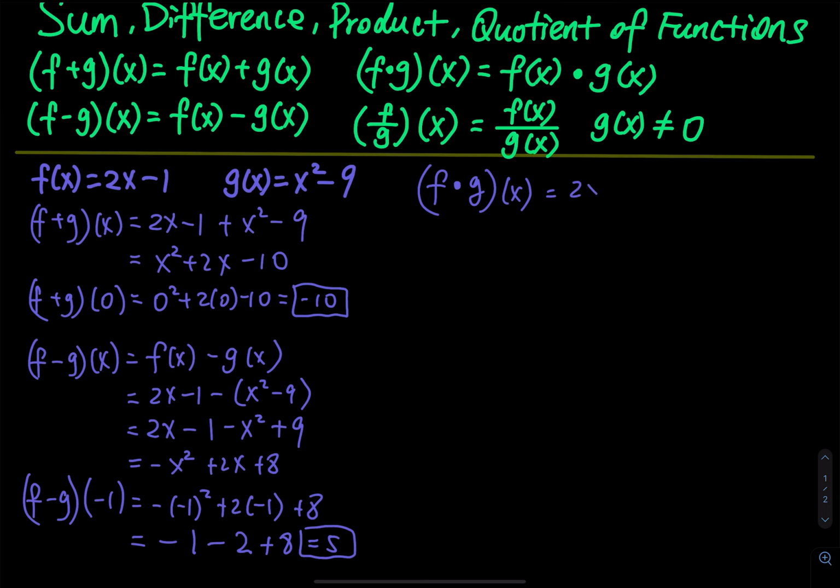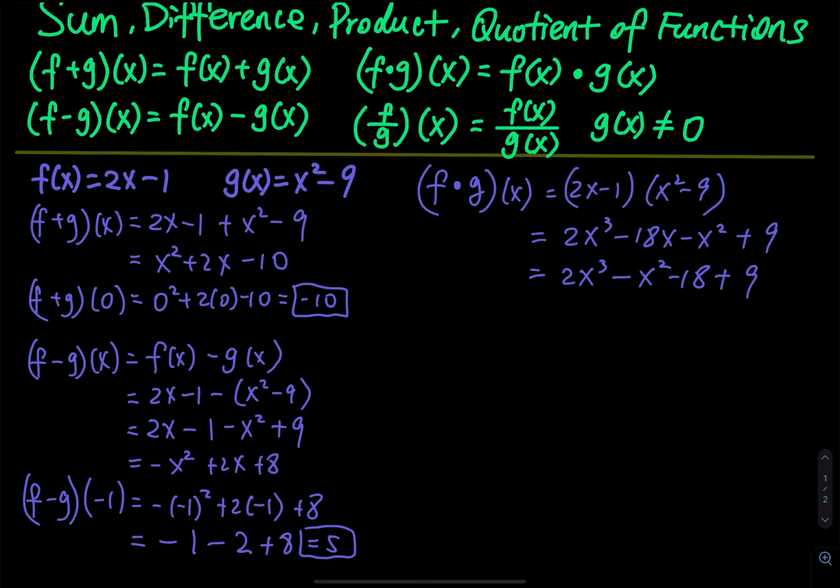This you have a 2x minus 1 and then x squared minus 9. So you are multiplying these two factors. So what do you have? 2x times x squared, 2x to the third, minus 2x times 9, minus x squared plus 9. All right, so we have 2x to the third minus x squared minus 18x plus 9. And nothing else can be simplified.